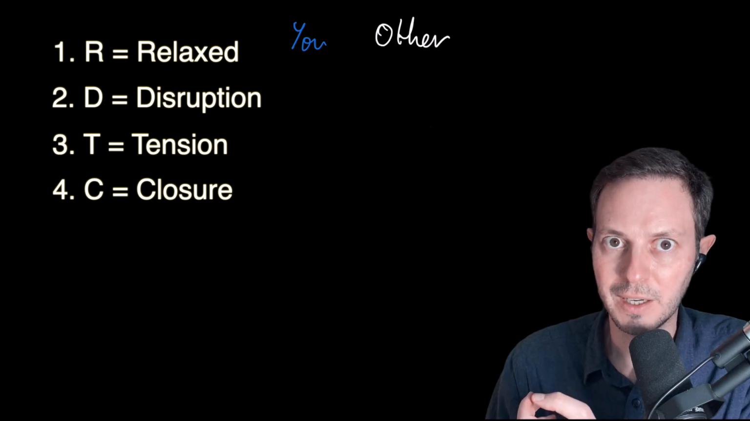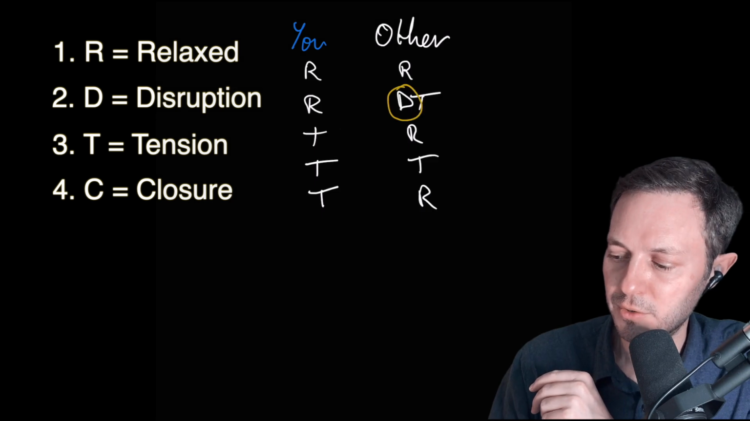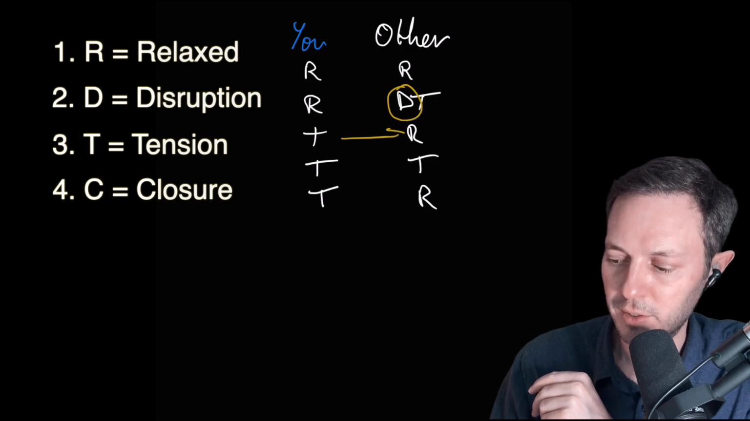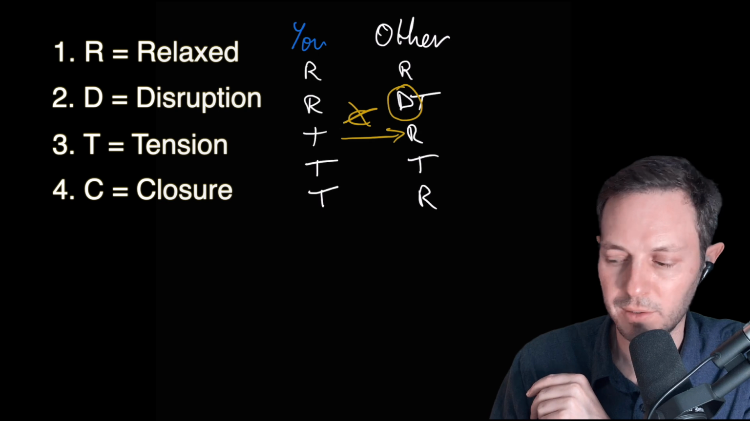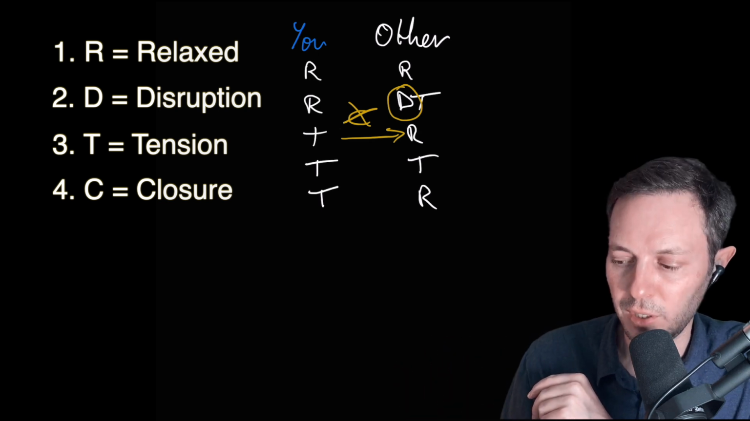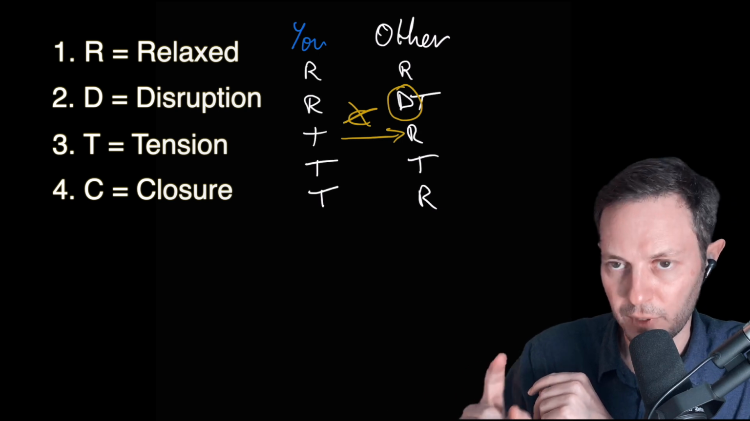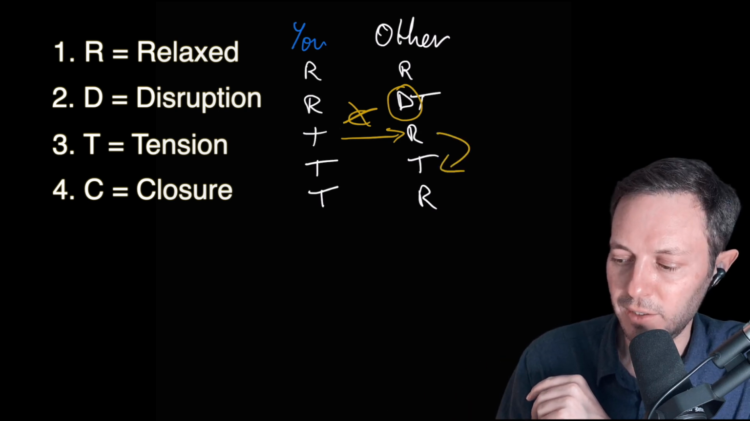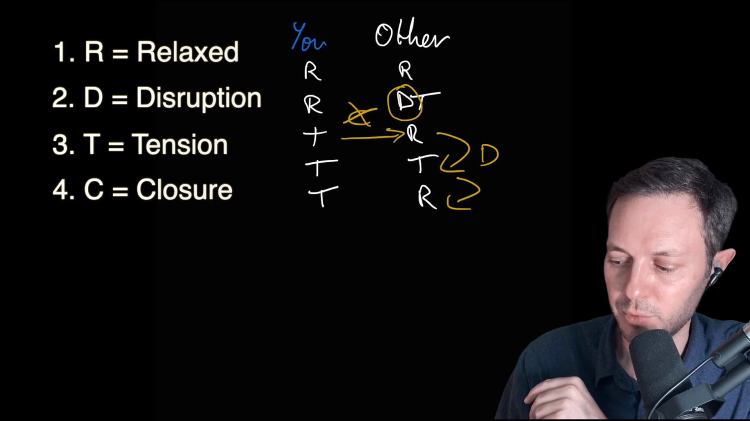Now if we look at an unhealthy relationship, we notice here that the disruption occurs on one side. The main thing is that closure is missing. The person switched back from being tense to being relaxed without closure that is recognized. That's the first thing. Coming back here, back to tension, there's a disruption, and back to being relaxed, there's no closure.